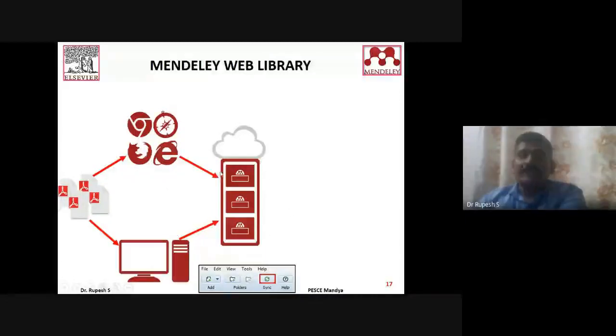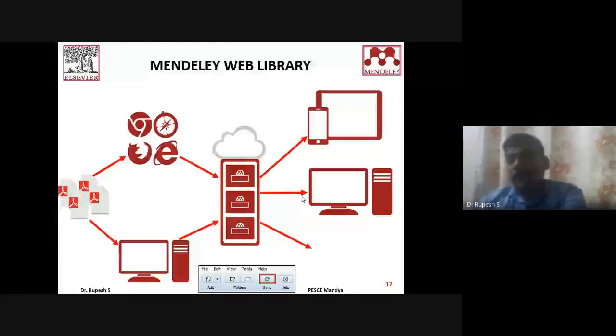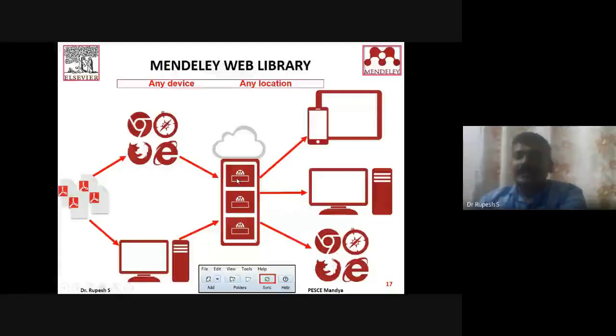Once articles are added permanently in the cloud, you can retrieve them as and when required, from any location or any device. For example, you can use your mobile phone, iPad, desktop, laptop, or even browsers to access your data from your Mendeley cloud. That means Mendeley Desktop facilitates permanent storage of your articles in the Mendeley cloud, and you can access your files from any device and any location.